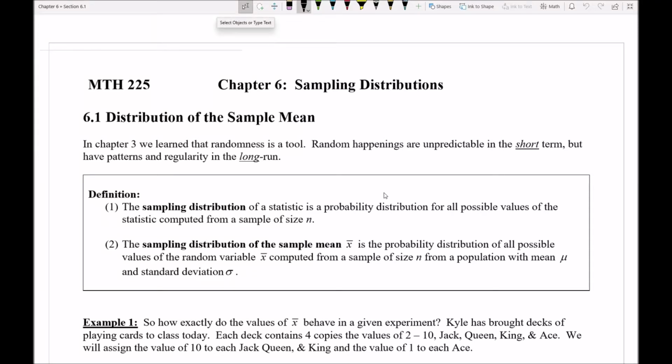In Chapter 6, we're going to take a look at two different sections to highlight the last two columns in our formula sheet. These columns are going to be based on what we call sampling distributions. So let's take a look at what we mean by this.